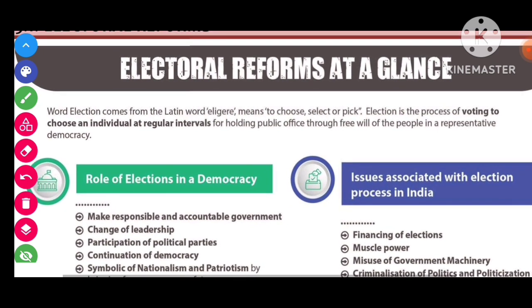The word election comes from the Latin word eligere, which means to choose, select, or to pick. Election is the process of voting to choose an individual at regular intervals for holding public office through the free will of the people in a representative democracy. And here democracy is mentioned.